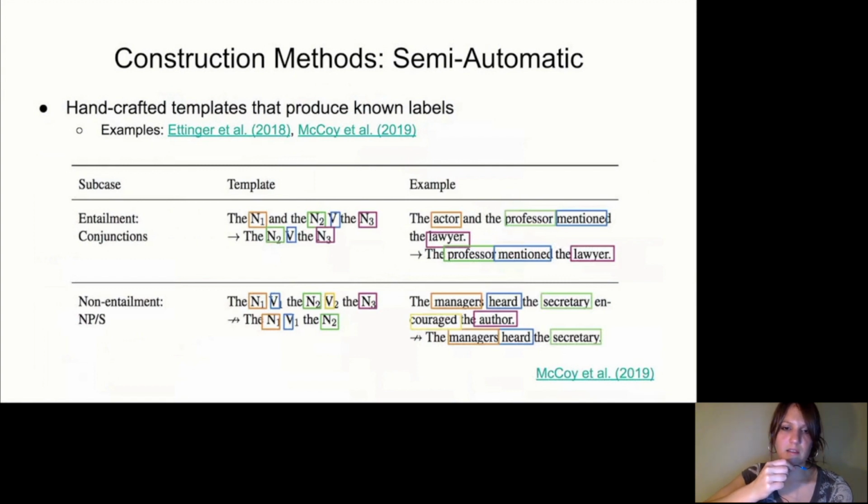So you can say something like: the noun 1 and the noun 2 verbed the noun 3, such as the actor and the professor mentioned the lawyer. From this template, you're basically guaranteed that a sentence saying the noun 2 verbed the noun 3 should be entailed. The manual work goes into writing down the templates, but once you have those, you can generate an arbitrary number of training or evaluation examples with known labels.